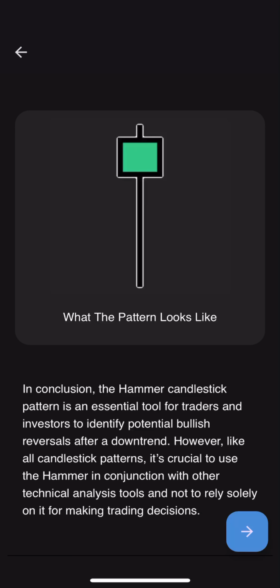In conclusion, the hammer candlestick pattern is an essential tool for traders and investors to identify potential bullish reversals after a downtrend. However, like all candlestick patterns, it's crucial to use the hammer in conjunction with other technical analysis tools and not to rely solely on it for making trading decisions.